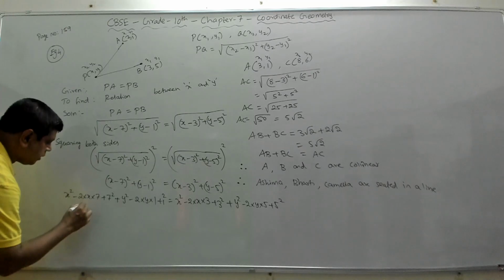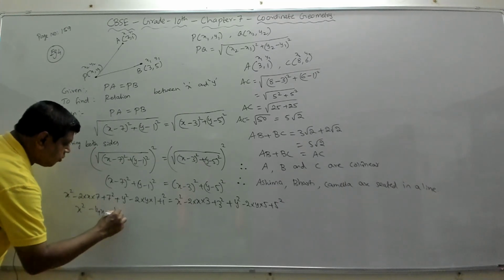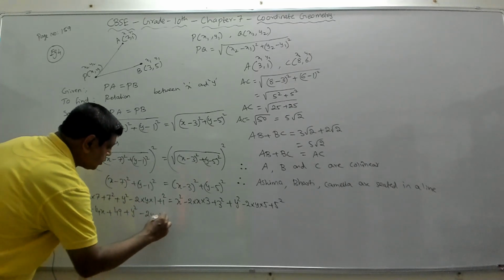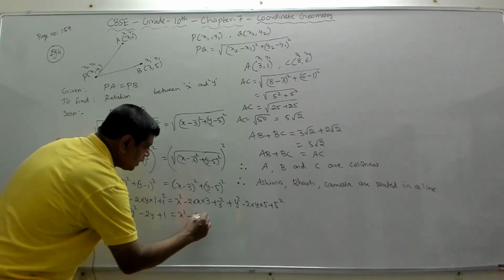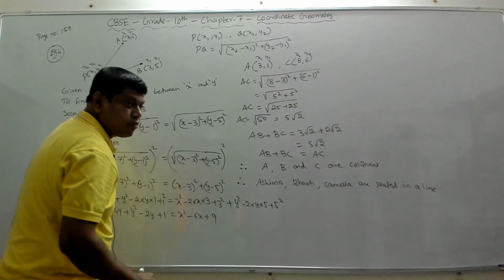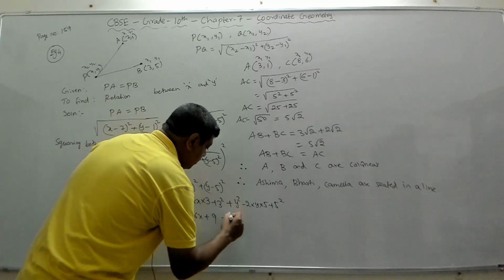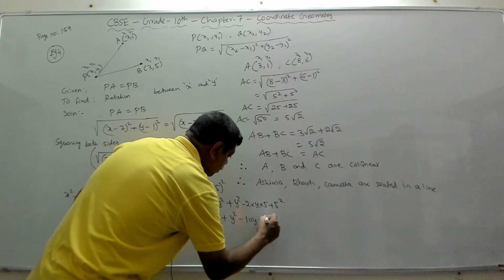This is x square minus 14x plus 7 square is 49, plus y square, this is minus 2y plus 1, equal to x square, 2 3s are 6, so minus 6x plus 3 square is 9. I have seen people writing 3 square as 6. Got to be careful. Plus y square, minus 10y, plus 5 square is not 10, it is 25.